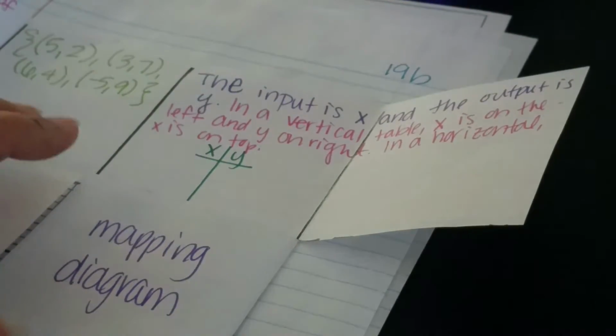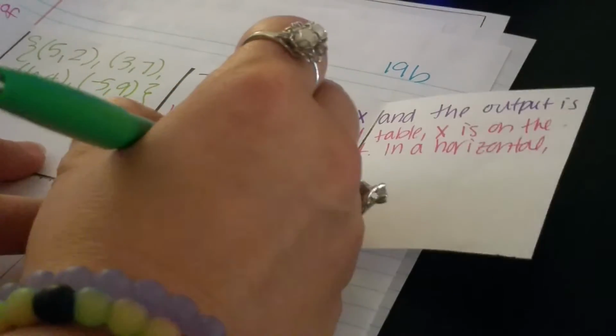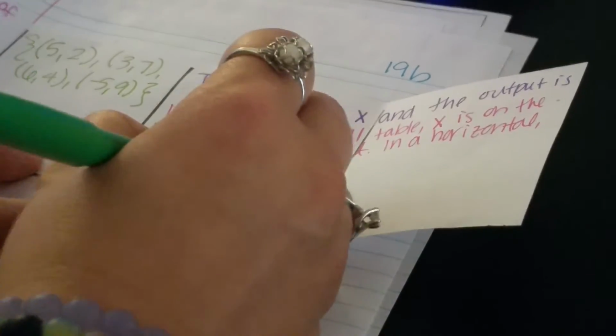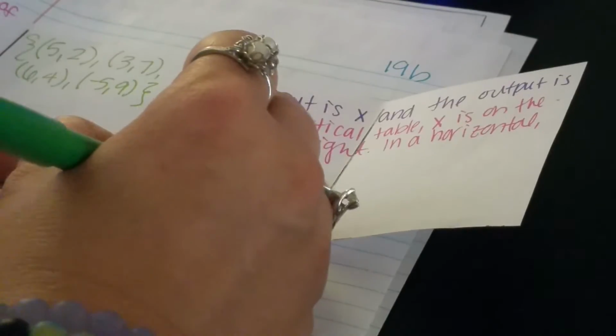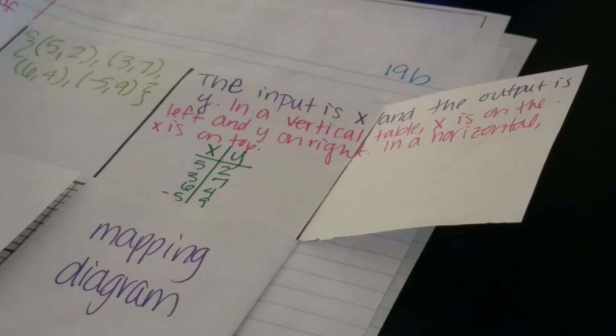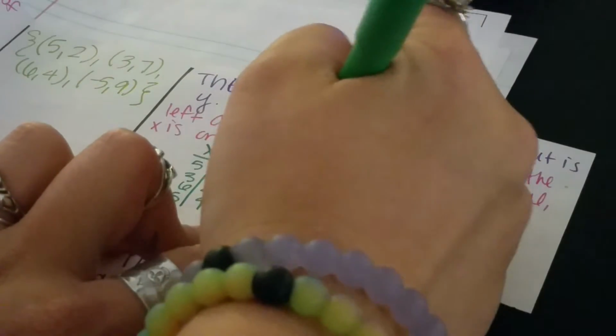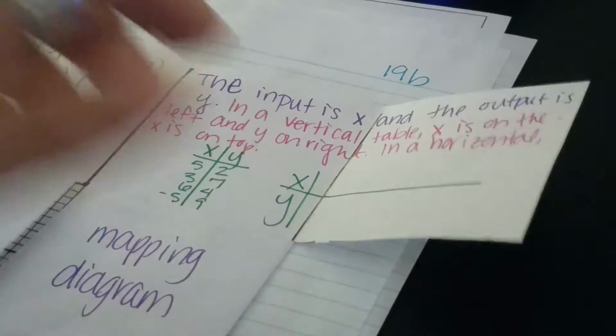Alright, so all you do in this is you take your X and your Y and you put them together. So X is 5, Y is 2, X is 3, Y is 7, X is 6, Y is 4, X is negative 5, Y is 9. Boom, you're done. That's all you do on a table. So if I draw a horizontal one, can you guys put it in order from there?